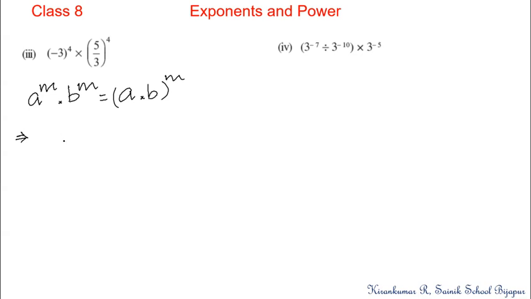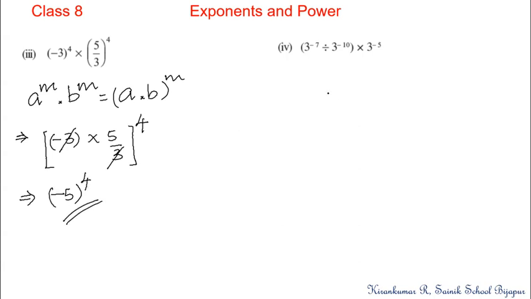This implies that this negative 3 to be multiplied with 5 upon 3, then the power considered is 4. Here 3 and 3 get cancelled. We get it as minus 1 into 5, which is minus 5 raised to the power 4. It's the exponential form with positive power.